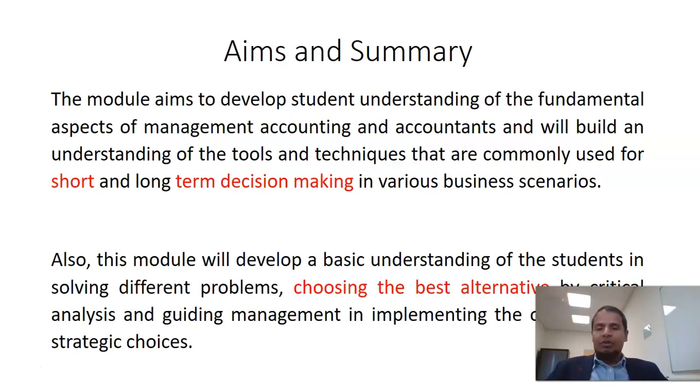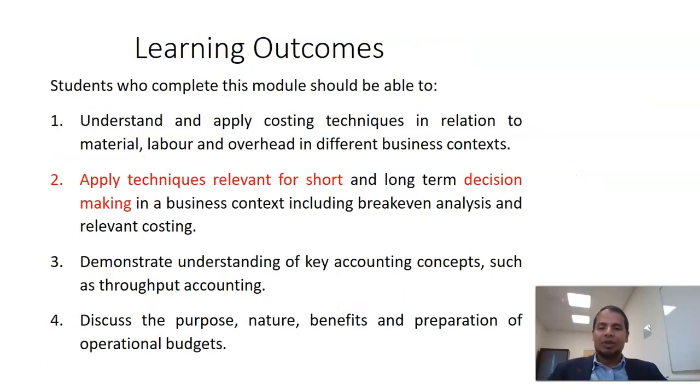If we look at the aims and objectives of our module, we can say we will use some tools that will help us in making long-term and short-term decisions. So this chapter is an important chapter that will help us in making different day-to-day problem solving or day-to-day decision making of the organizations. All right.